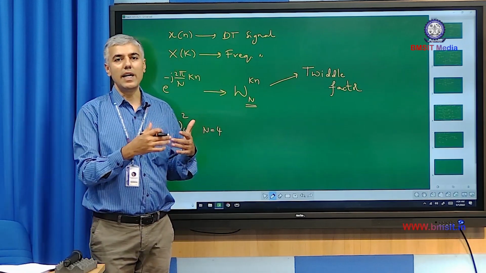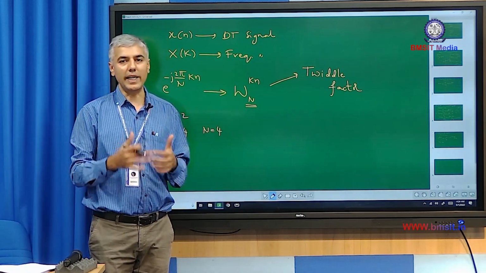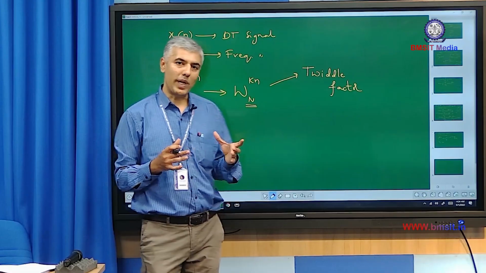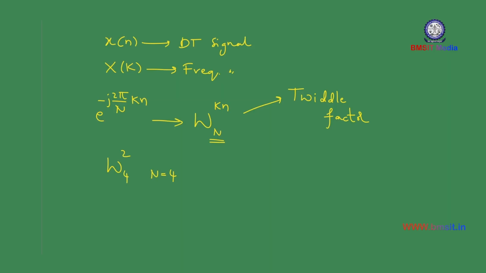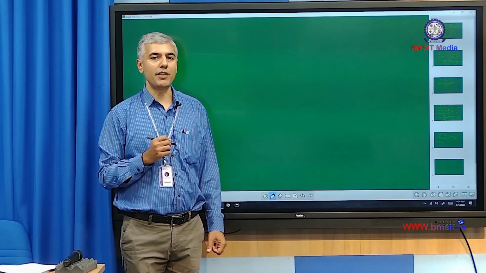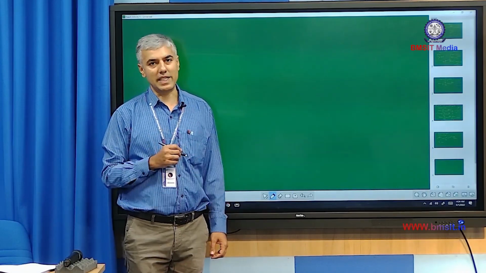So, let us explore these in detail by considering one numerical example. Let us consider the determination of the discrete Fourier transform of a given signal. The given signal can be x of n equal to 1, minus 1, 2, minus 2.